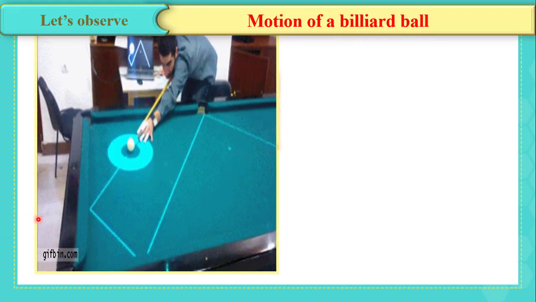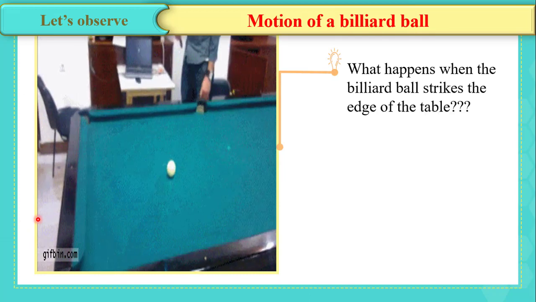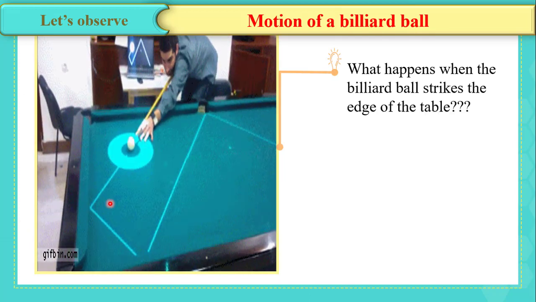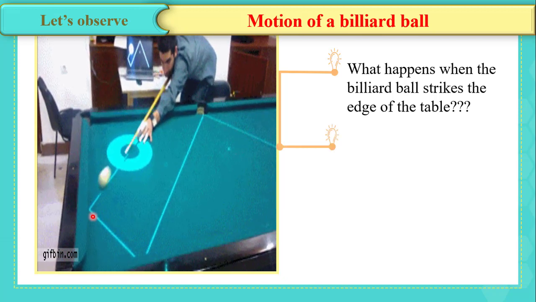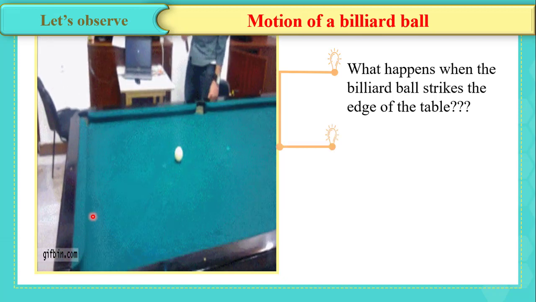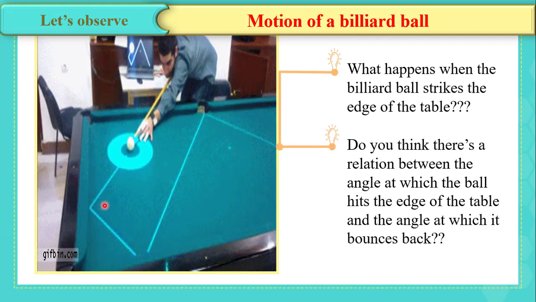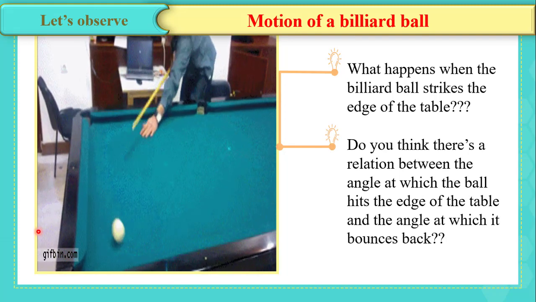Let's also observe the motion of a billiard ball. What happens when the billiard ball strikes the edge of the table? It also bounces back at a certain angle. But do you think there is a relation between the angle at which it hits the table and the angle at which it bounces back? We will see.